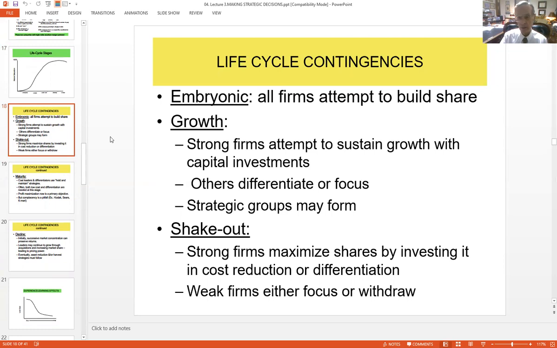Embryonic starts out with just one firm and a very few. They try to build their market share, figure out what life is all about. And growth, the stronger firms begin to make larger capital investments to sustain their positions and capitalize on growing demand for their products. Other companies that don't have quite the same strength may try to focus in on one segment of the market, one particular niche in the industry. And groups of companies may form in an industry.